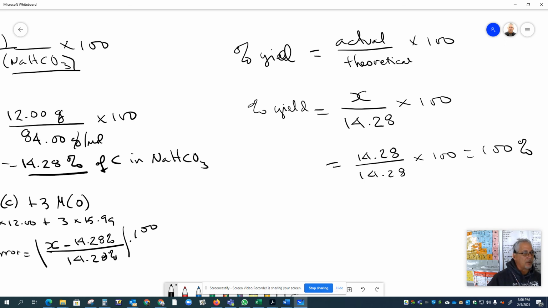And that will be some of the calculations you need to do with your experiment, with the lab you did.